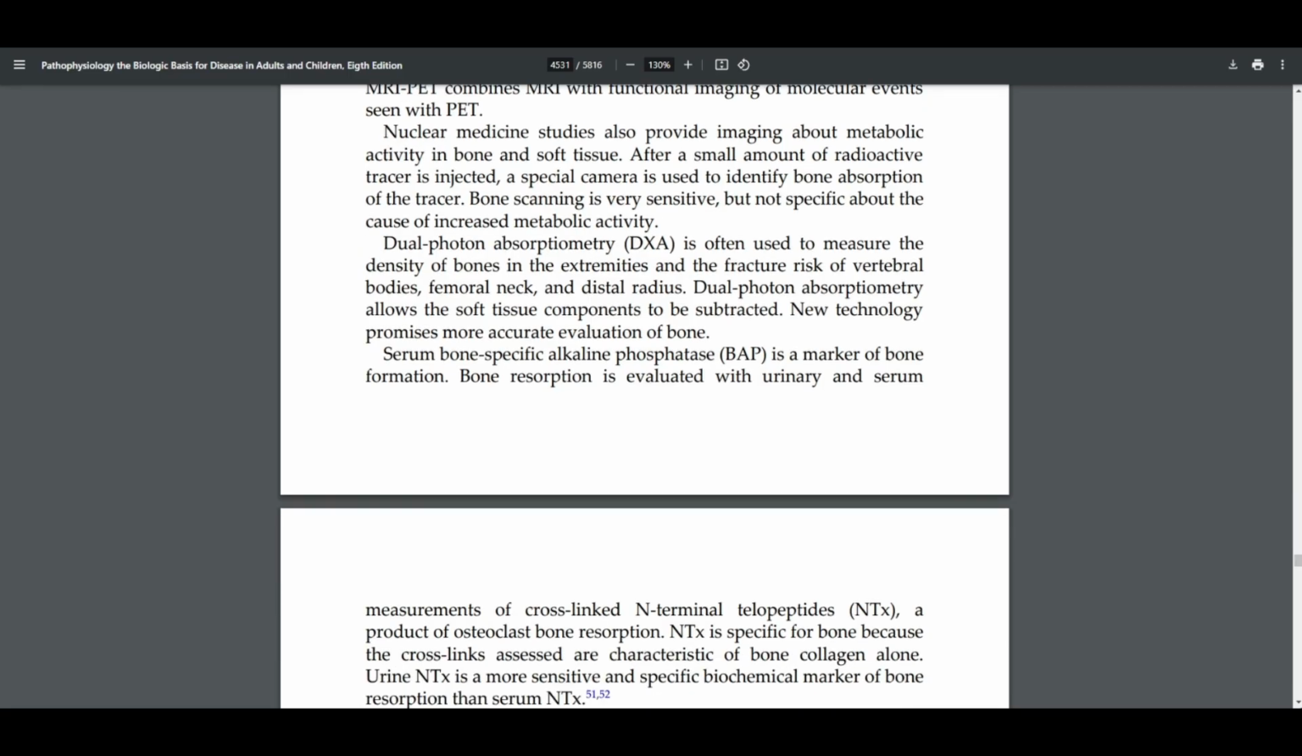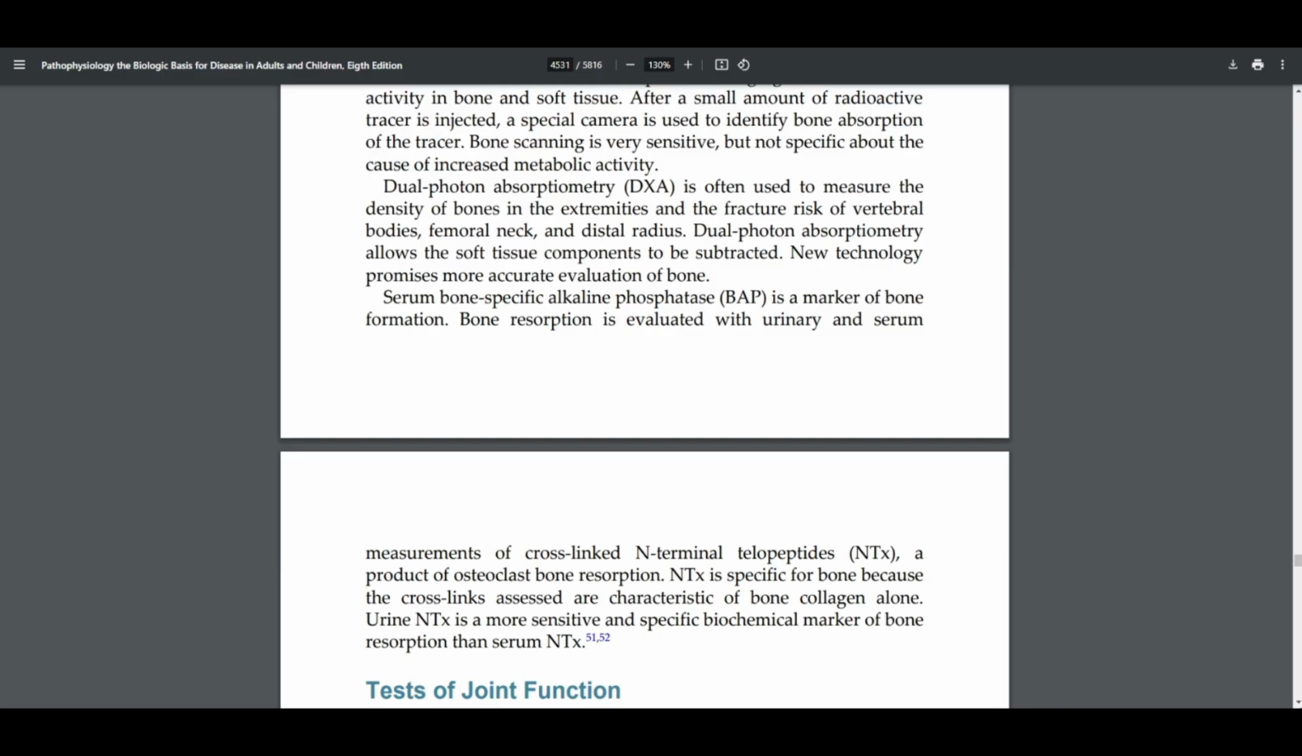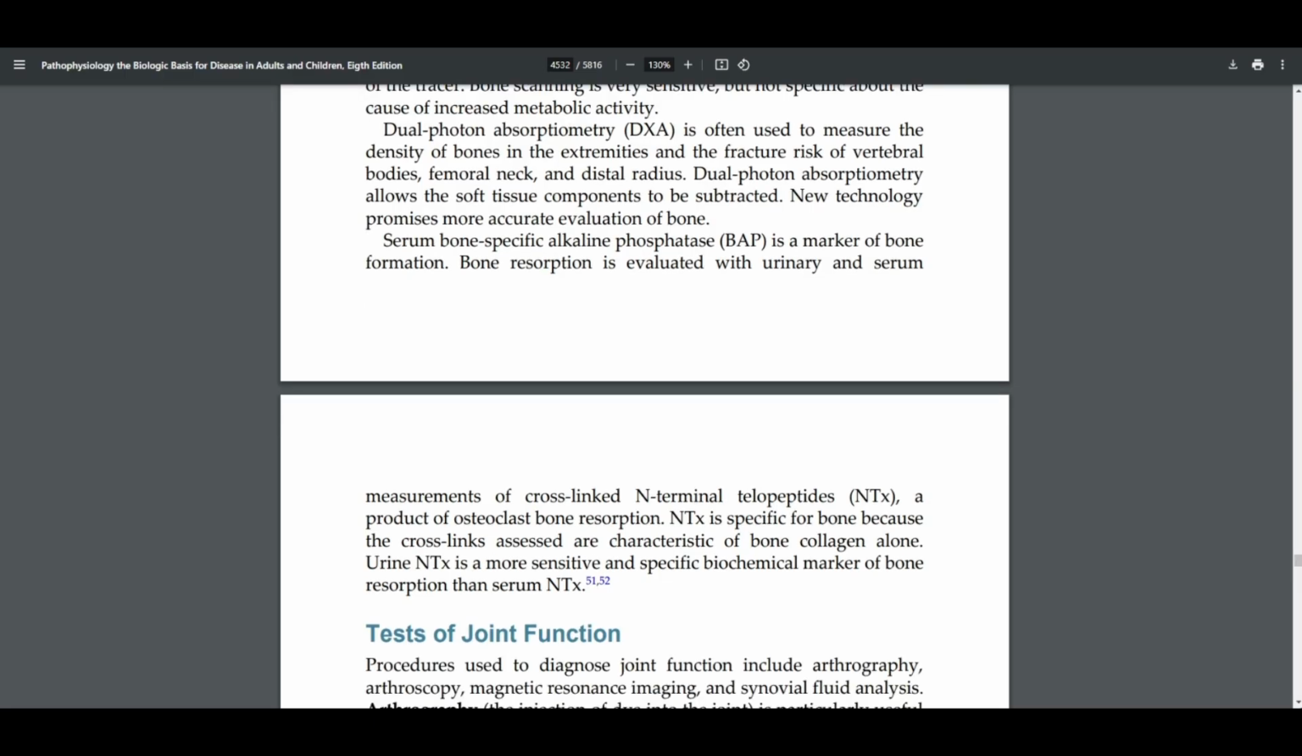Dual photon absorptiometry is often used to measure the density of bones in the extremities and the fracture risk of vertebral bodies, femoral neck, and distal radius. Dual photon absorptiometry allows the soft tissue components to be subtracted. New technology promises more accurate evaluation of bone.